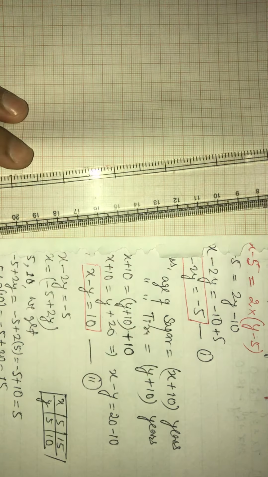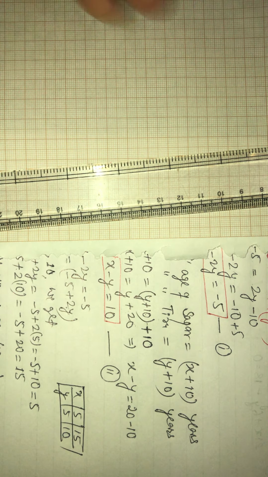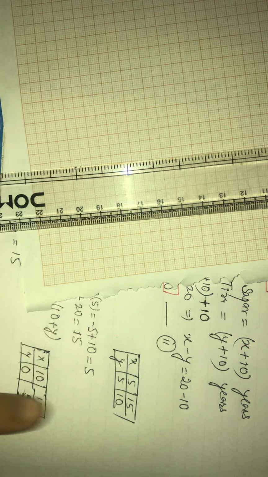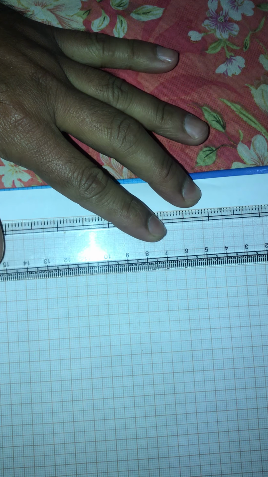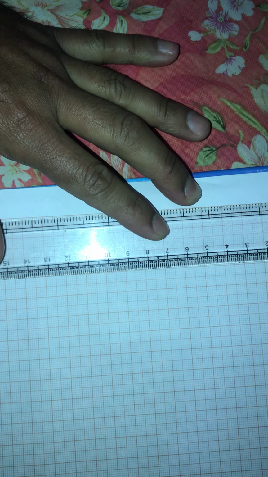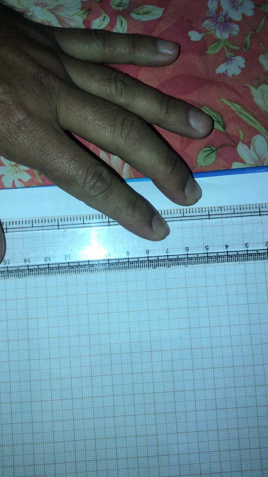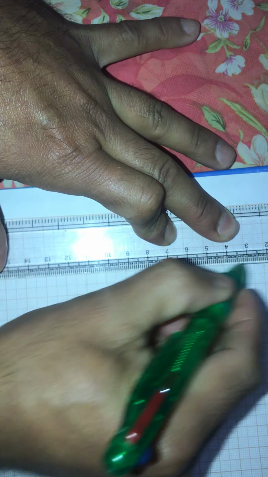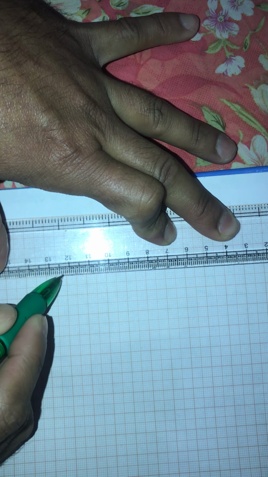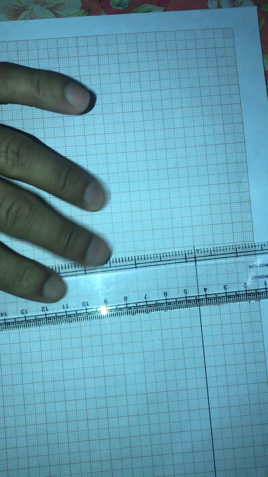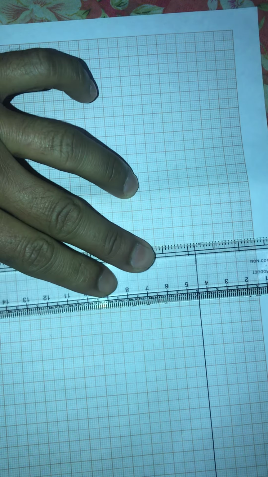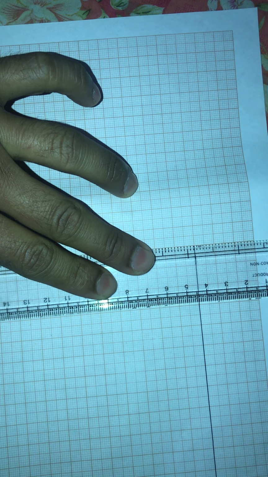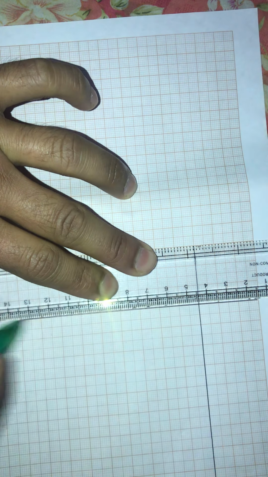We don't have any negative in our tables. There is no negative value, so it's fine. We'll go for positive values only. So quickly let me get the axes here. This part I don't need to explain much because you are already used to this plotting of graph. So quickly I will plot.